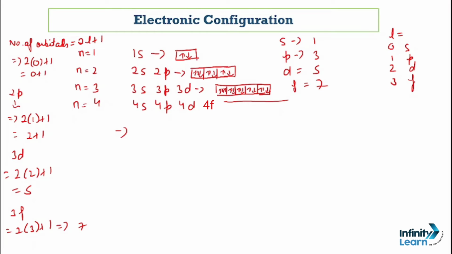So in case of S we get the maximum number of electrons as 2. Here we got the maximum number of electrons as 6 in the P case, and in the D case we got the maximum number of electrons as 10. So if we have the number of orbitals as 7, then 7 doubled is 14. So here we will get the maximum number of electrons as 14.